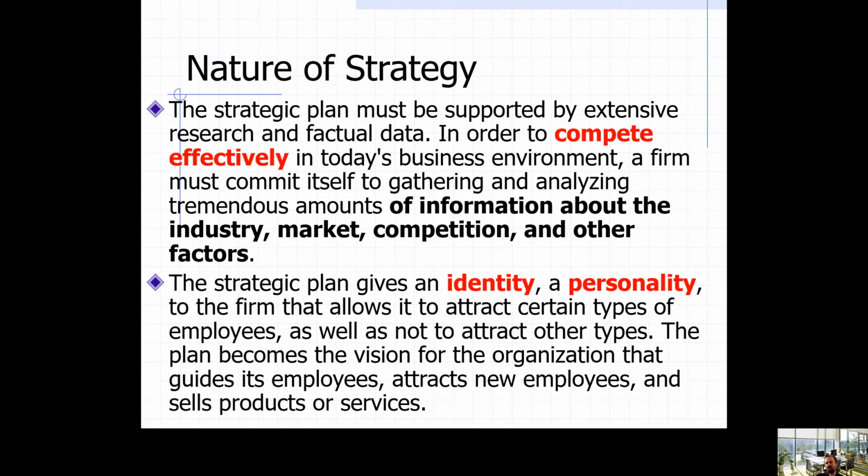And strategy must set our organization apart from our rivals. So it must stress our identity, our personality. It means that if you think it is possible to produce a product without understanding who our final customers are, it's not true.